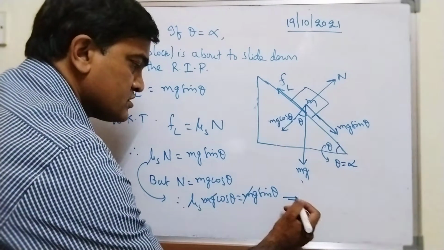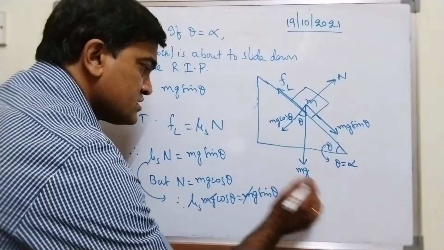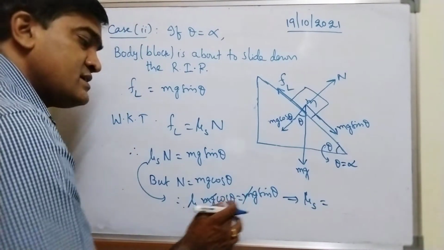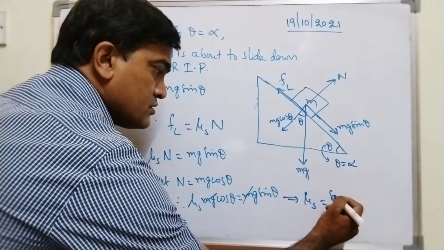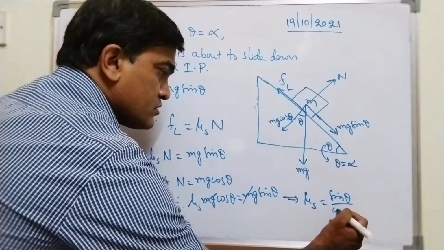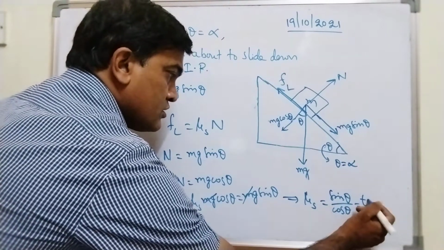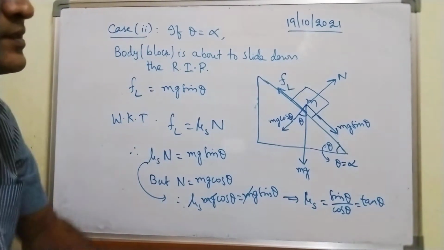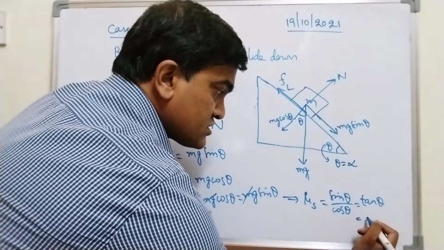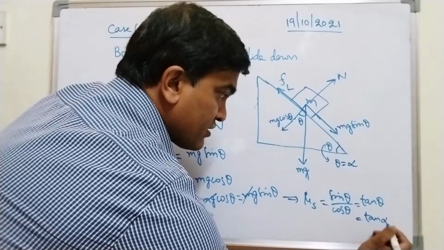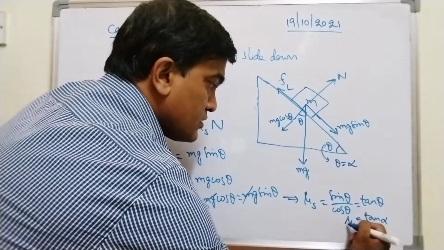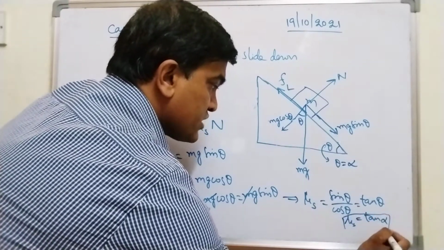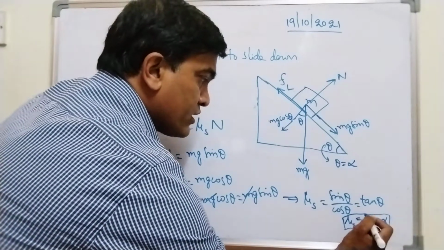mg gets cancelled. Mu s is equal to sin theta upon cos theta, which is equal to tan theta. But I can replace this theta with alpha. This is what we have discussed earlier in case of angle of repose. This is case 2, I have shown you again.